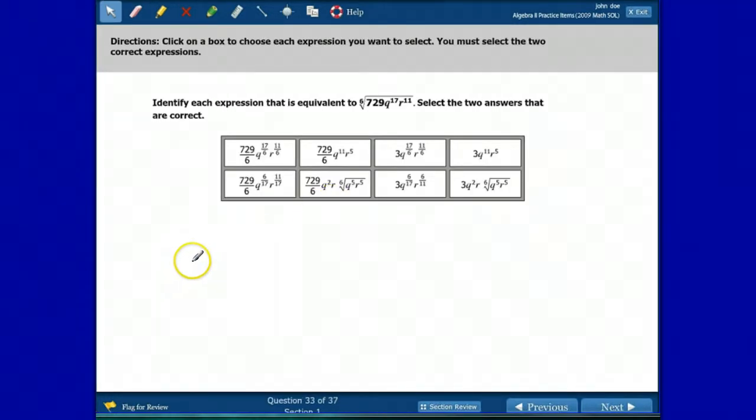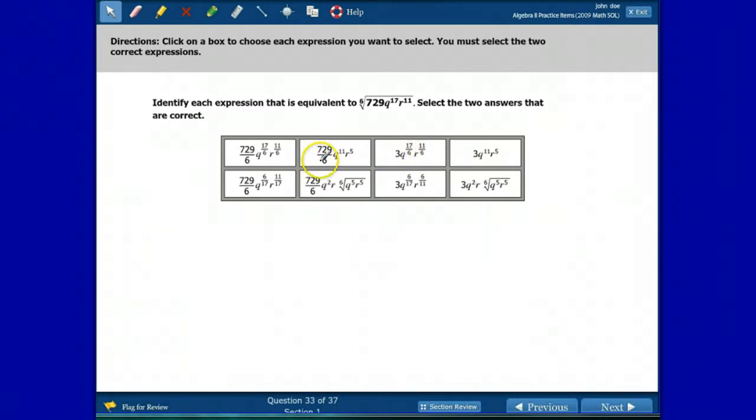Whew, alright, now we've got to do this big ugly thing. I think I've done one earlier. It says select two answers that are correct. Okay, so let's see. What it looks like to me is they want it in radical form, and then they want it in exponential form, like fractional exponents.